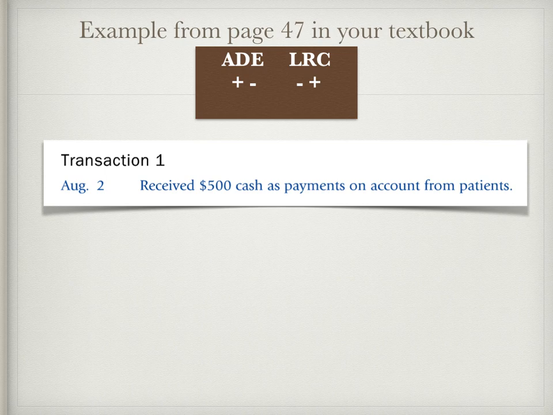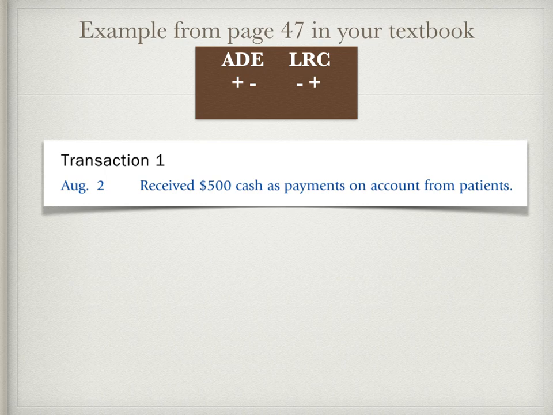Patients paid their accounts. So step 1, we've got to decide what are the 2 accounts involved. So we're receiving cash, so we know cash is one of the accounts involved. What is the reason? People are paying their accounts. Our patients, our customers are paying their accounts. So the other account involved must be accounts receivable. So those are the 2 accounts involved.